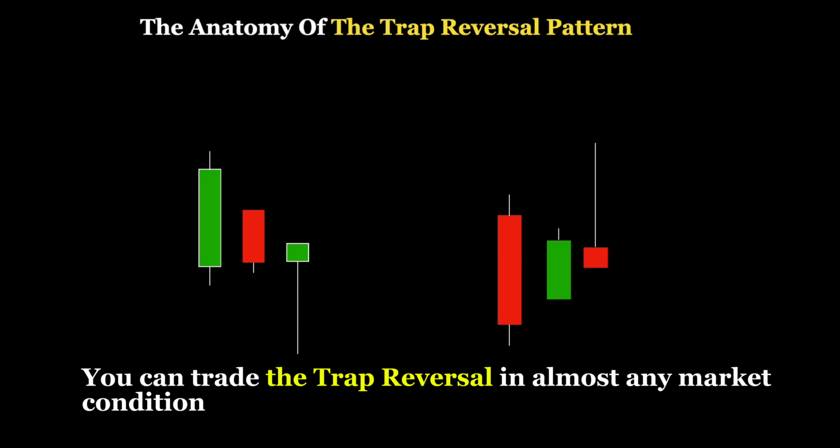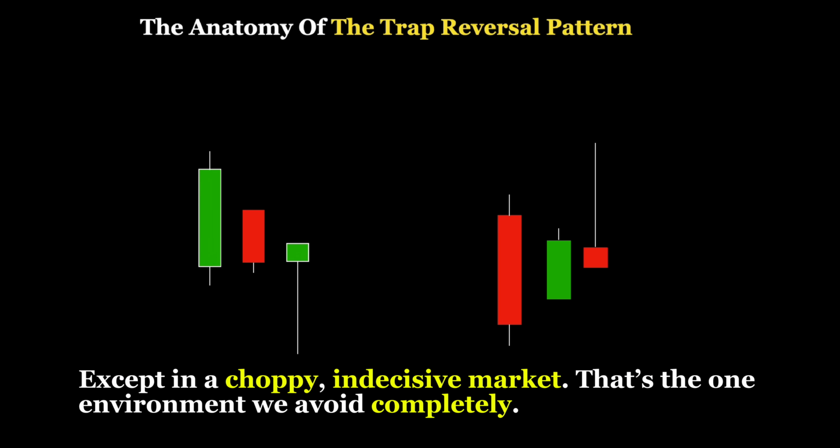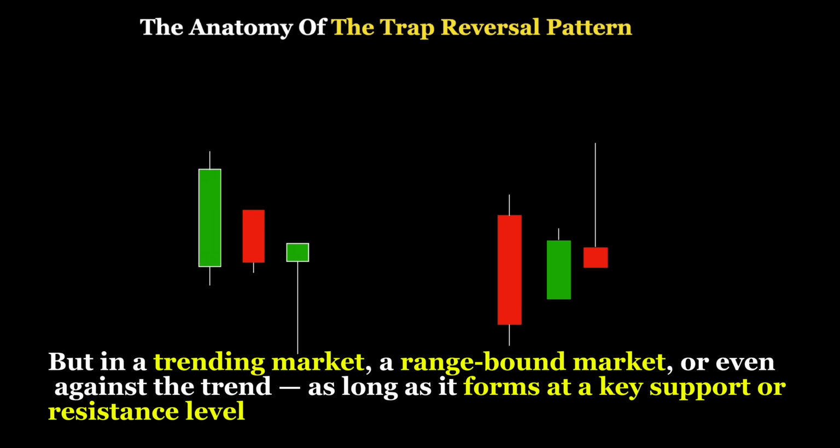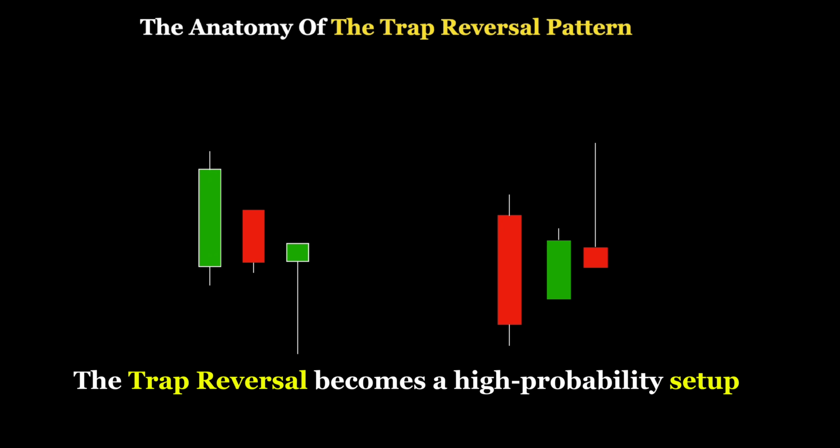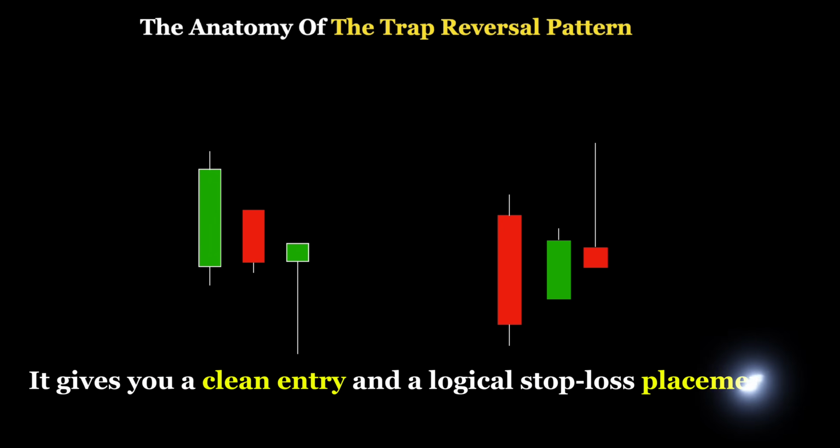You can trade the trap reversal in almost any market condition, except in a choppy market. That's the one environment we avoid completely. But in a trending market, a range-bound market, or even against the trend, as long as it forms at a key support or resistance level, the trap reversal becomes a high probability setup. It gives you a clean entry and a logical stop-loss placement.